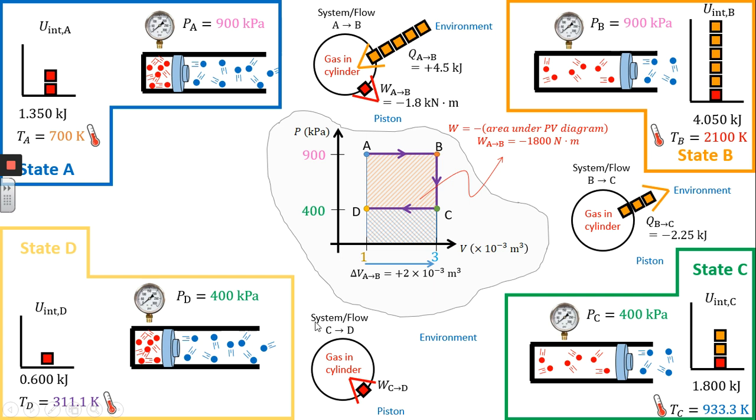Now, let's take a look at how much working is done. This time we're going from 3 to 1. The change in volume from C to D is not a positive 2 times 10 to the minus 3 cubic meters, but instead a negative 2 times 10 to the minus 3 cubic meters. And so if we take 400 times negative 2, that's going to be negative 800. And then the working is the negative of that. And so the working is a positive 800 joules, or a positive 0.8 kilojoules. Or in working, the way we usually write units for working, positive 0.8 kilonewton meters. We've added energy into the system through working.